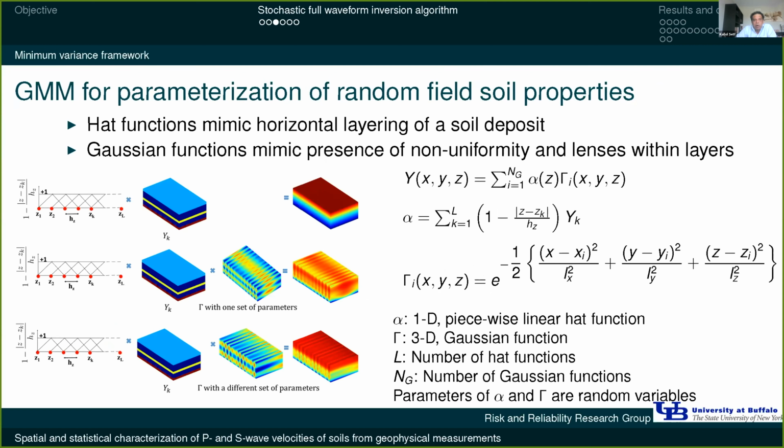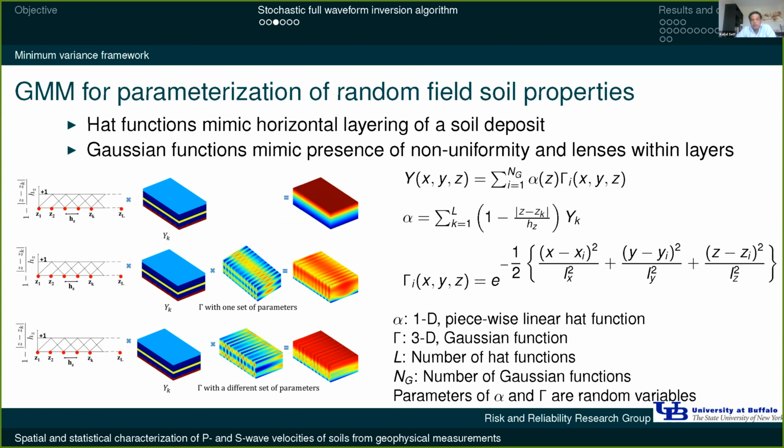This Gaussian mixture model comprises of two types of functions. Hat functions mimic horizontal layering of the soil deposit, and Gaussian functions mimic the presence of non-uniform layers and lenses within the layers. In the equation to the right, this alpha denotes the hat function. They are one-dimensional functions, and capital gamma is a three-dimensional Gaussian function. In the figure to the left, I have tried to show how these functions work.